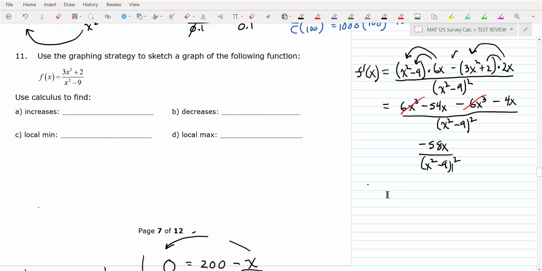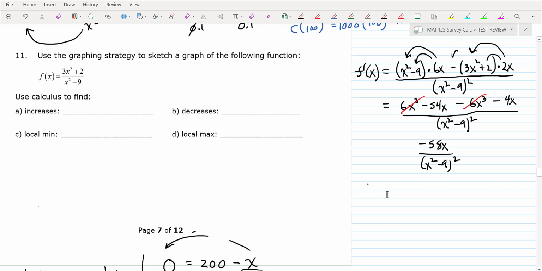Now what you got to do on this is your critical points. This would be the part of the problem that I think a lot of students might mess up on. This problem has 3 critical points. What you always want to do is 2 things.